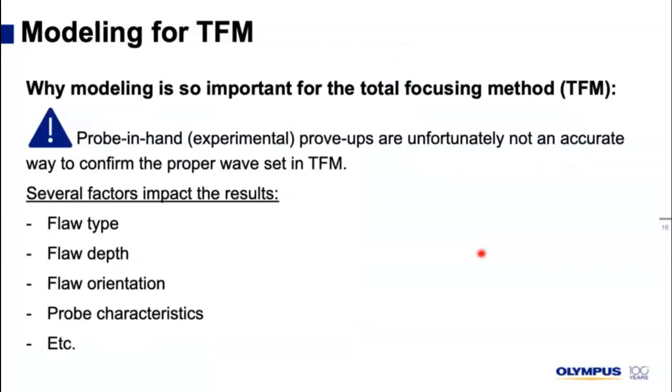So how do I know which wave set I should use for my inspection? Should I try all the 10 different ones? Is that going to be effective? Unfortunately, there are several factors that can impact the wave set selection, and this is why modeling is so important for TFM. A probe in hand or experimental proveup is unfortunately not accurate. It's not a good way to confirm which wave set we should use in TFM. Even if I was to change all my 10 different modes and try them all one by one, there are other factors that affect the wave set selection, like the type of flaw that we are looking for, the depth of that flaw, the flaw orientation or the angle at which that flaw is, and also the probe characteristics and other things that we're going to look at.